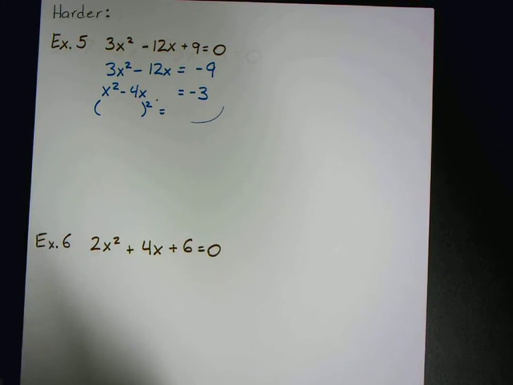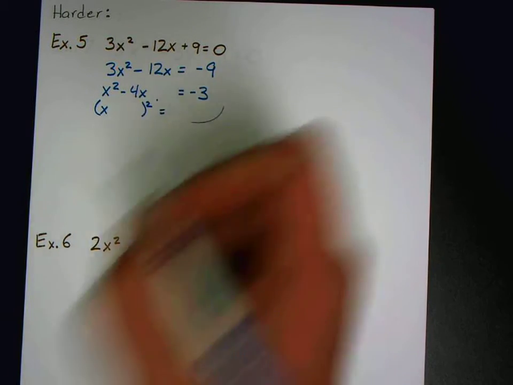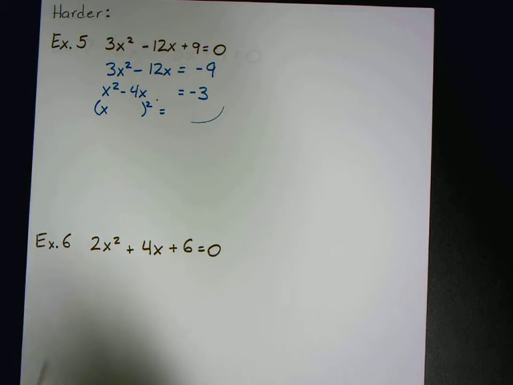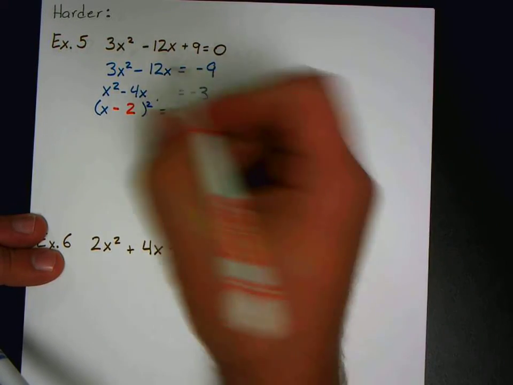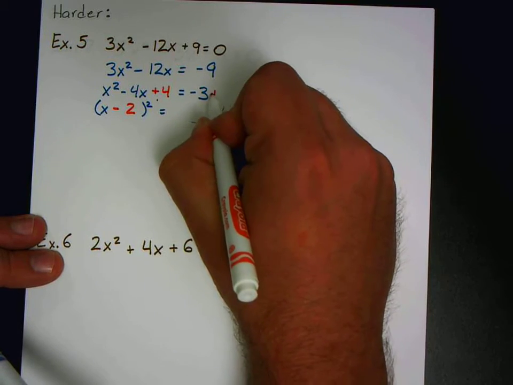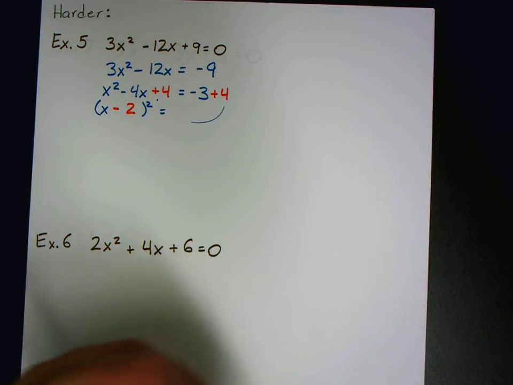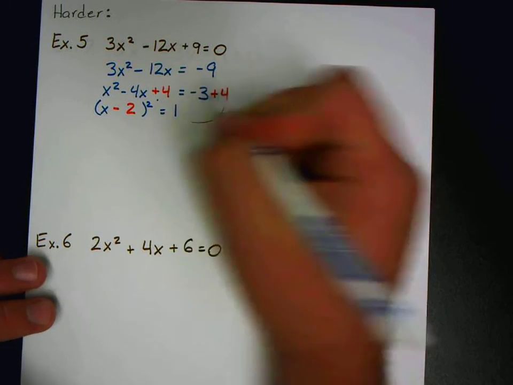Okay, so what all do I need to fill in? What number goes in here? Minus 2. What number am I adding on? Plus 4. So I need to add plus 4 onto each side, which gives me a 1 right here.